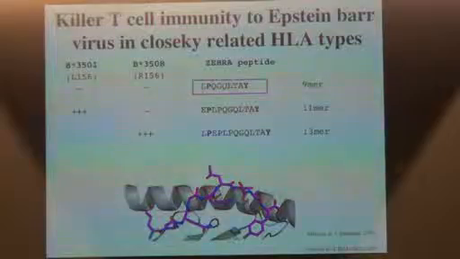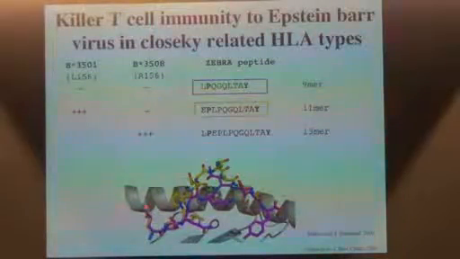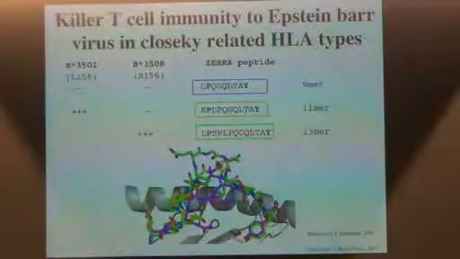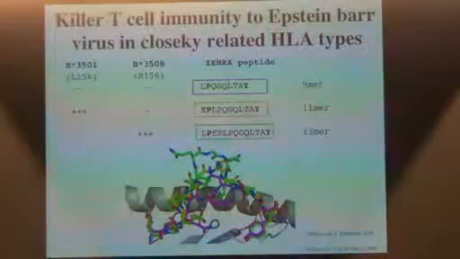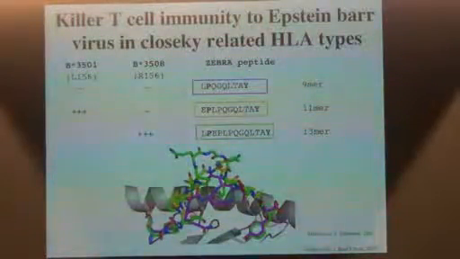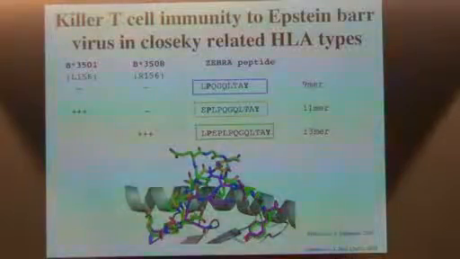And so you've got a situation where there's a short peptide that they both ignore, neither of them recognizes it. There's a long yellow peptide which only B3501 recognizes, and then there's an even longer green peptide that only B3508 recognizes. So one amino acid different in this histocompatibility molecule, and the choice of viral peptide used to alert the immune system is very different by this molecule compared to that molecule.